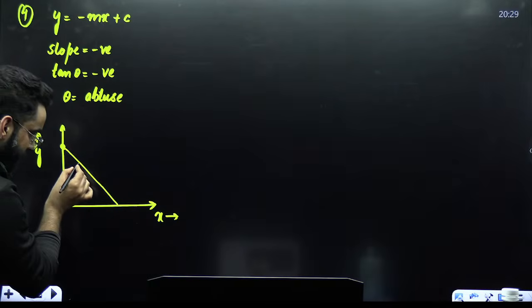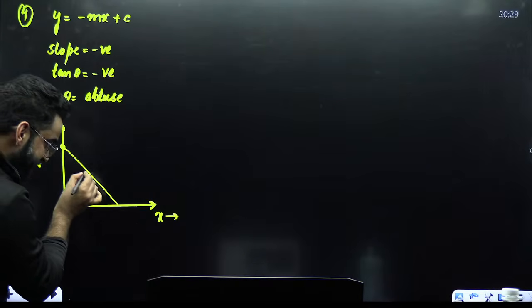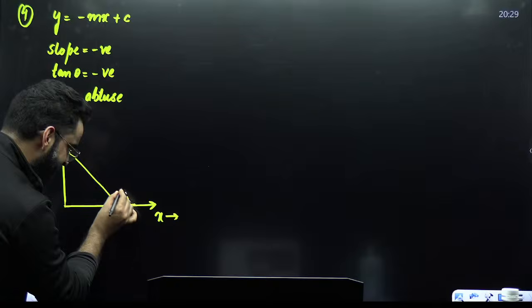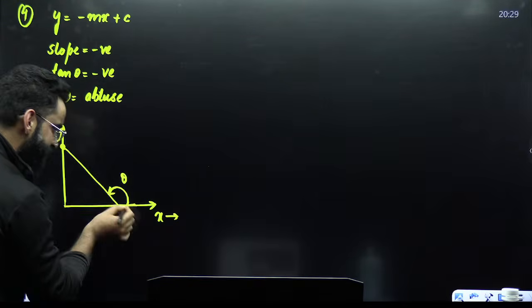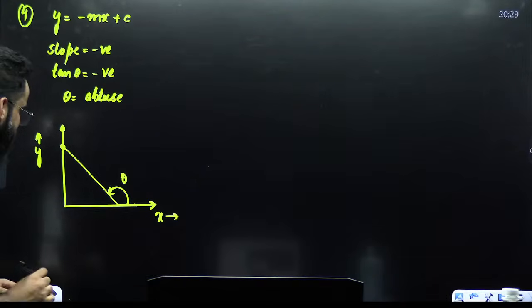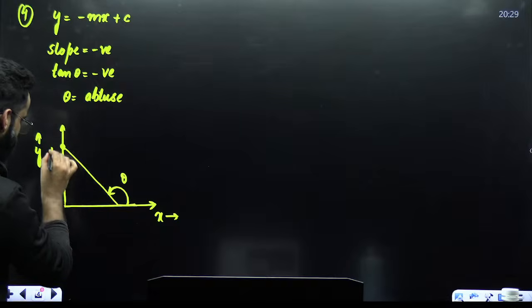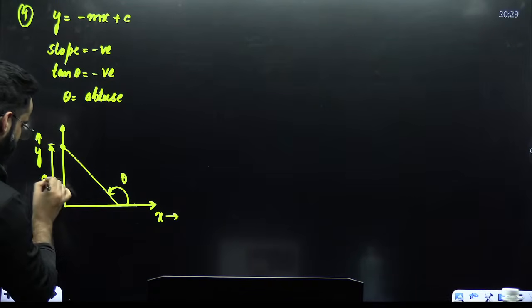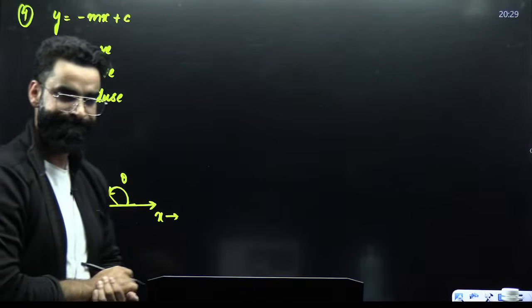If you see the angle which this line makes with the positive x-axis in the anti-clockwise direction, that is theta, and theta, as you can see, is obtuse over here. Perfect. And the distance from here to here is something which you call the intercept, and intercept is represented by c.